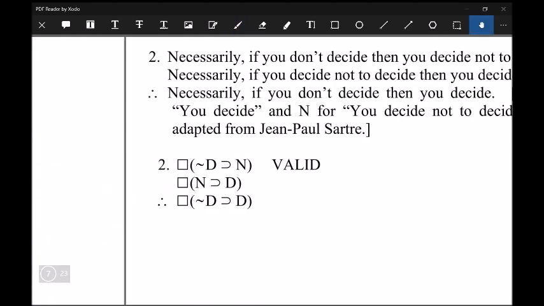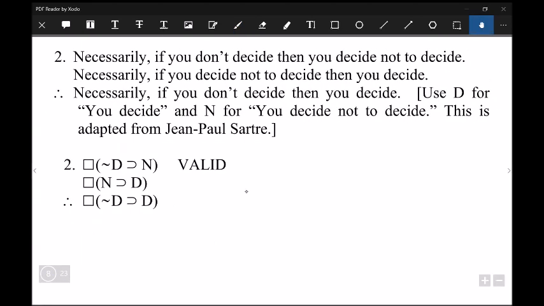Okay, there you go. This next one is an argument adapted from the French existentialist Jean-Paul Sartre. He stressed the importance of taking responsibility for your actions and not just saying, well, someone made me do it. What you do, you've got to take responsibility for. And he thought that what we decide is up to us, but the fact that we make decisions is utterly inescapable. We can't avoid making decisions. And this is adapted from his thinking. He didn't put it quite this precisely.